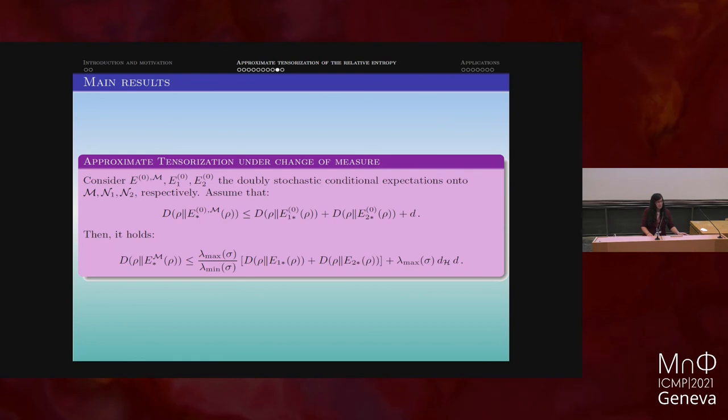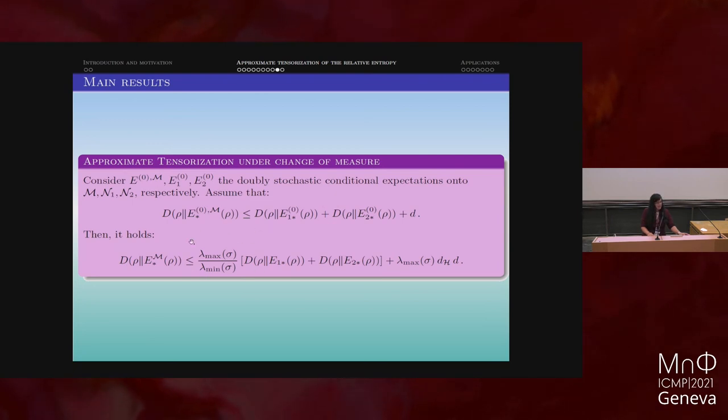The first one of them is related to a change of measure argument, and it essentially allows us to reduce an inequality of this form for doubly stochastic conditional expectations, so such that the identity is a fixed point of the conditional expectation and its dual. If you have something like this, then this change of measure argument allows you to obtain an inequality of this form. And if you don't have the additive term from the beginning, you don't get an additive term here, so it's pretty good because we only have the multiplicative term, and this is something that is desirable for proving MLSI.